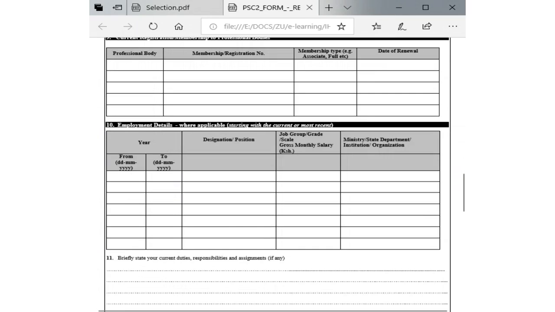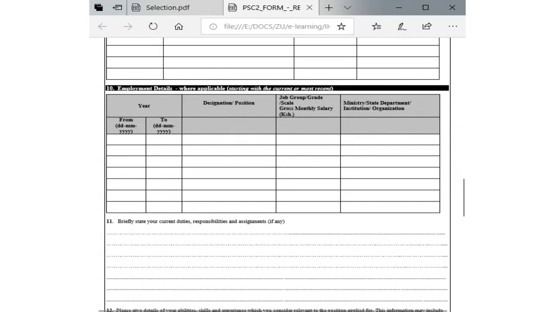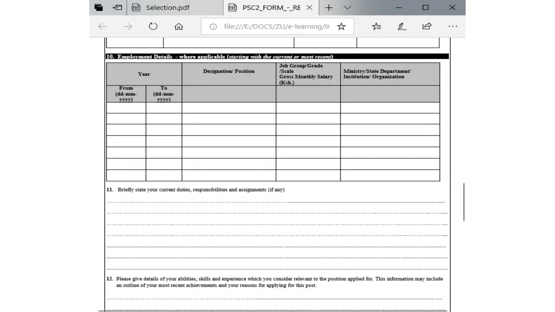Then there is employment details, where applicable. Start with the current or the most recent. So employment details, that also is very important. These are very critical things for your information. I expect you as my students not to let yourself down and even let us down, because these are critical things that we face in organizations or in employment, and sometimes we let ourselves down. It is not supposed to be the case.